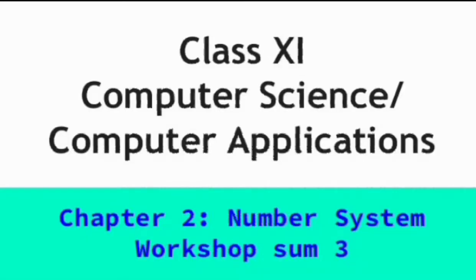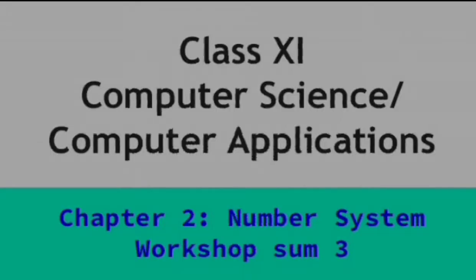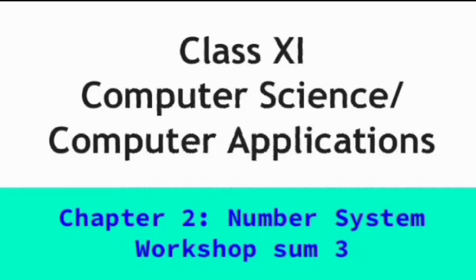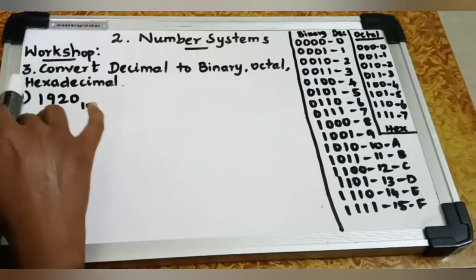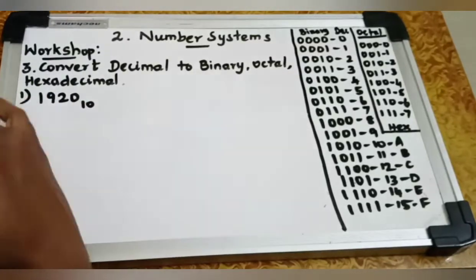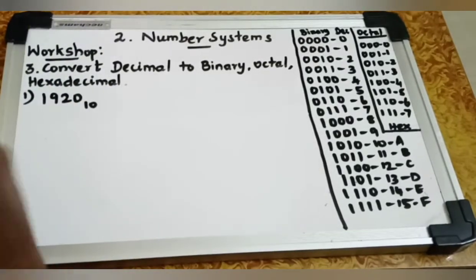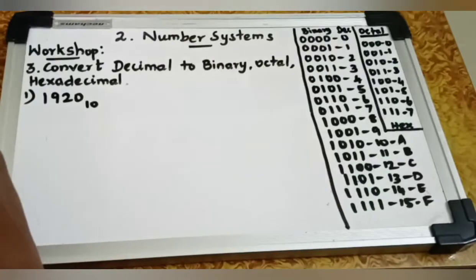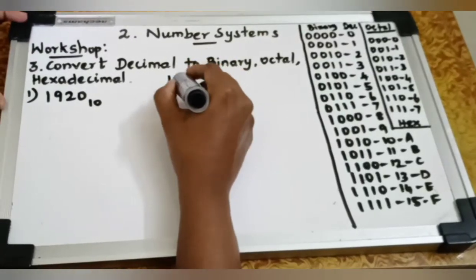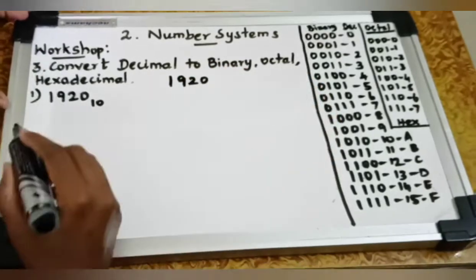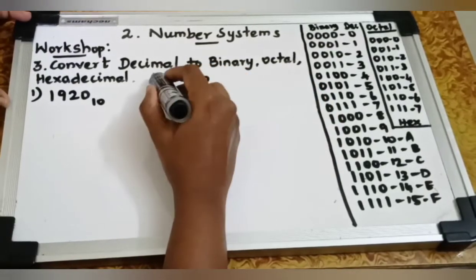Today we will see chapter 2, number system, workshop sum 3. Let's see it now. This is a workshop sum. The third sum is to convert decimal to binary, octal, hexadecimal. How do we convert this? Using the division by 2 method. So what is the number? 1920. We convert this number using the divide by 2 method.